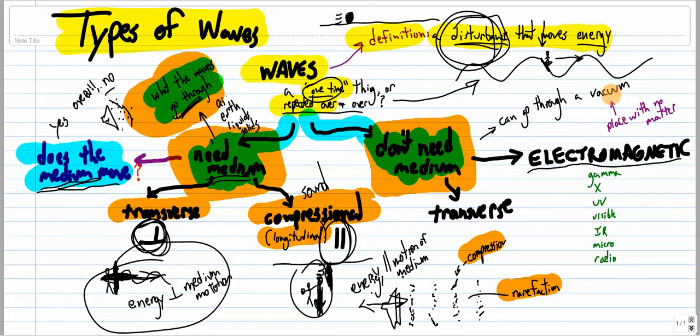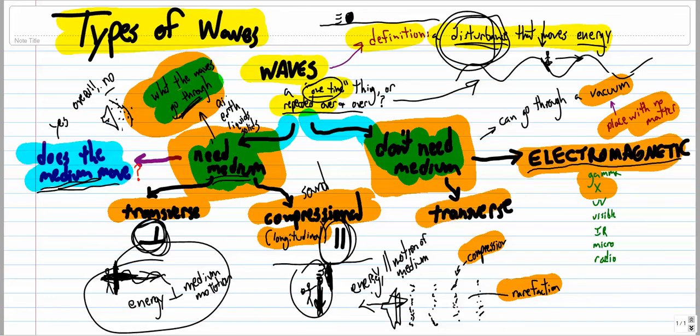So what is a vacuum? A vacuum is just a place with no matter. So if you have an X-ray and it's traveling through space, it's just going to go through space forever because it doesn't have to have anything to go through. It doesn't need a medium. And the same thing is true for all these waves. And we call them electromagnetic.